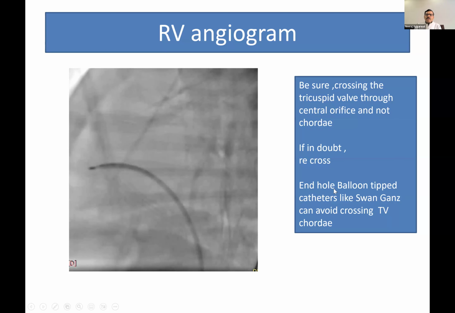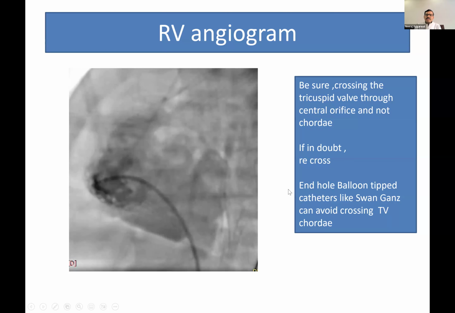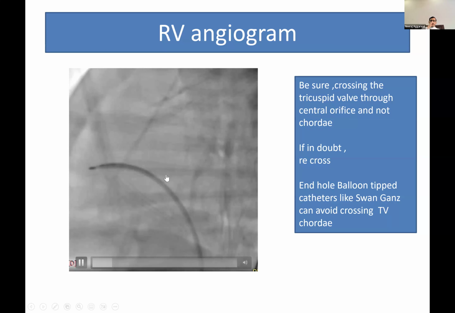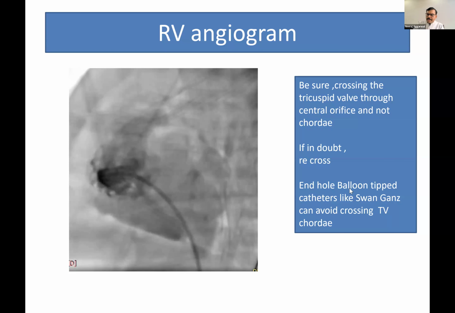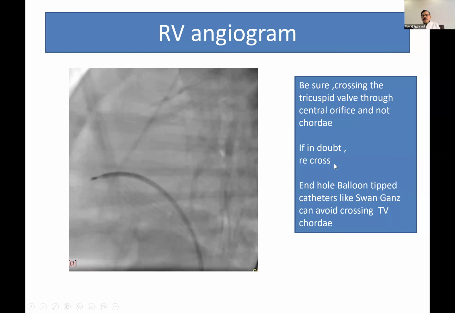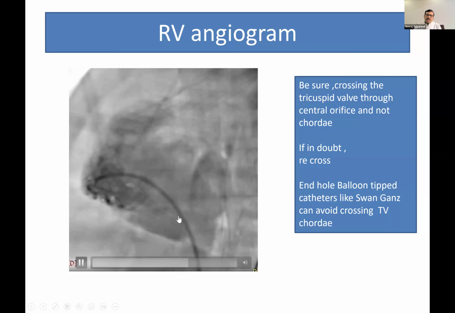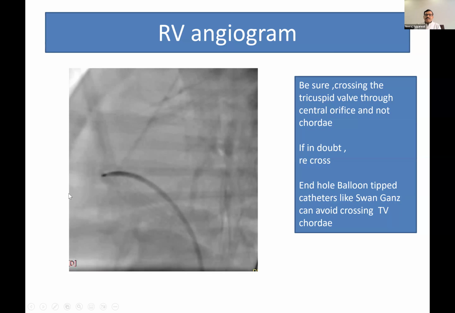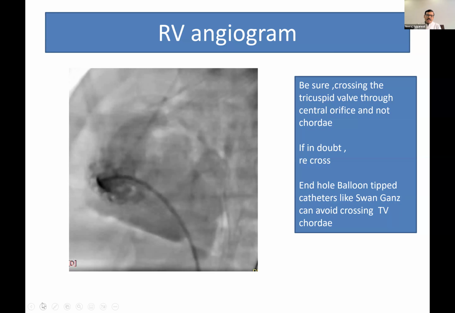And if you have hand-held balloon-tipped catheters like Swan-Ganz, then you can avoid crossing the tricuspid chordae. So it is preferable to use a balloon-tip catheter. If not available, then don't push the catheter over the wire. That is a very important part, especially in the newborns.